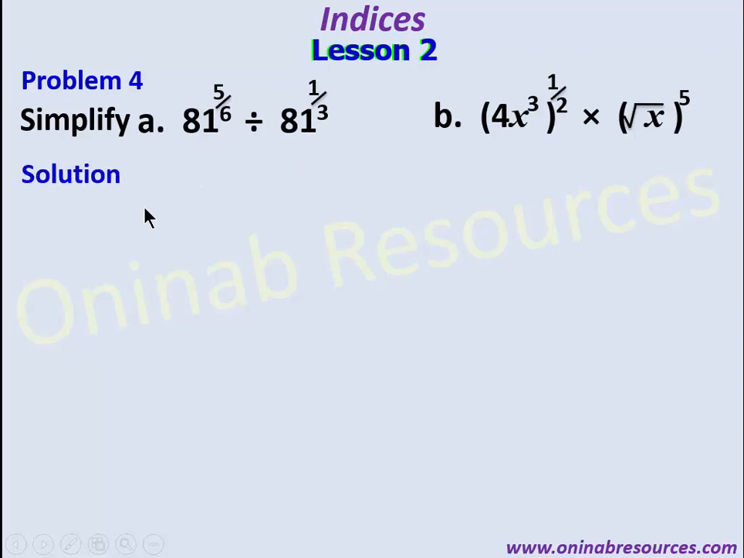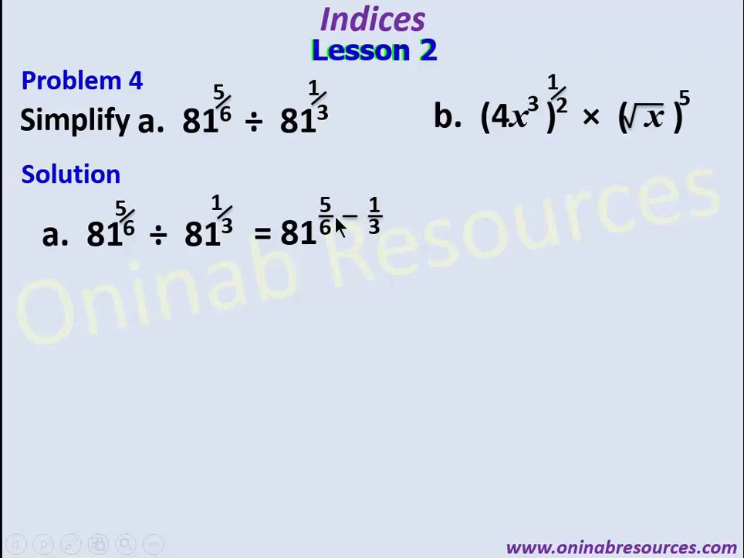Starting the solution from A, since they have the same basis here, we pick one of the bases, which is 81, then to the power of 5 over 6. Since this is division, we subtract the indices, so that we'll now have it as 81 to the power of 5 over 6 minus 1 over 3.